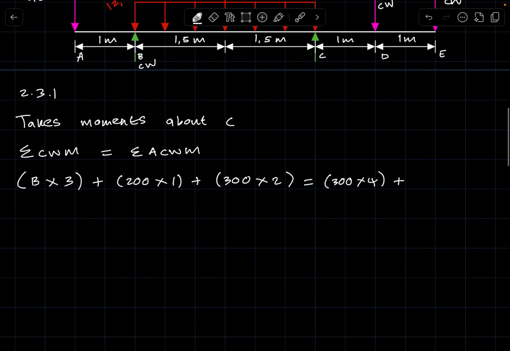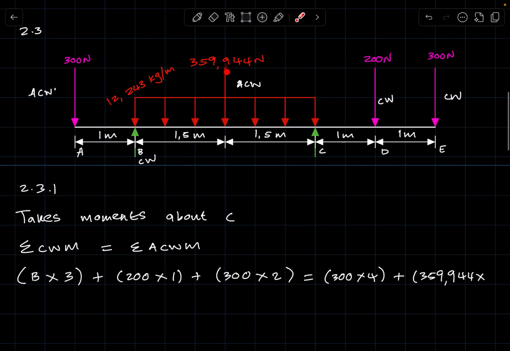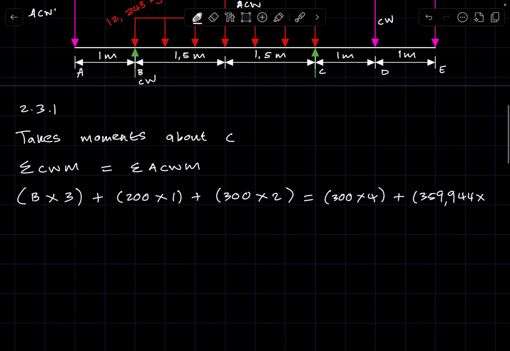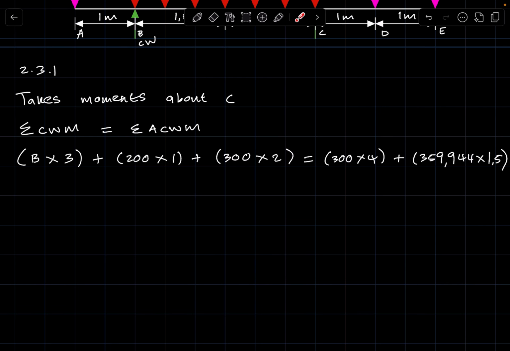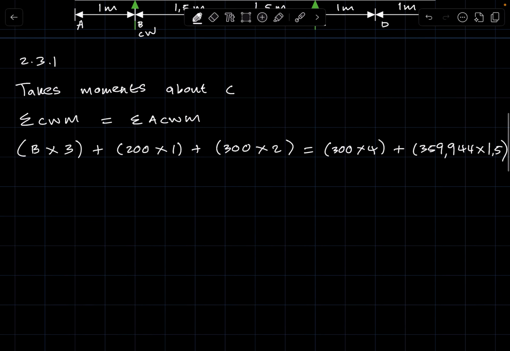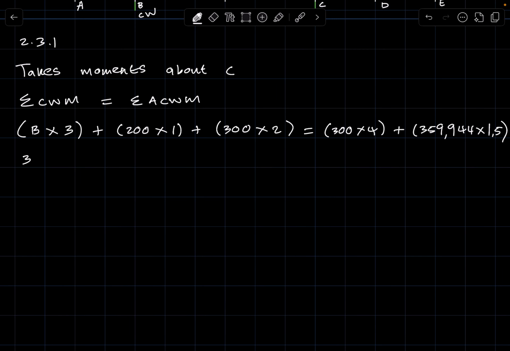So you have the 359,944 times the distance between that force and where we are taking moments about, which is that 1,5. So here you have 1,5. Then of course here you have only one unknown. We are looking for B, so here we say 3B is equal to, and then you take both of these terms that side.